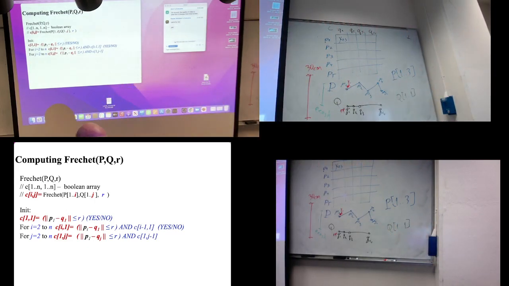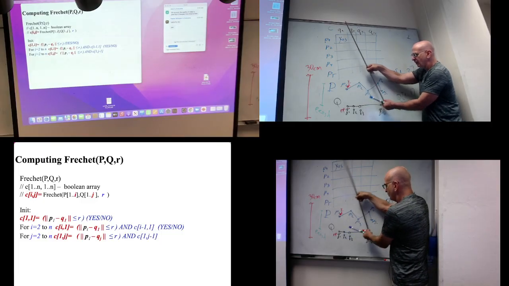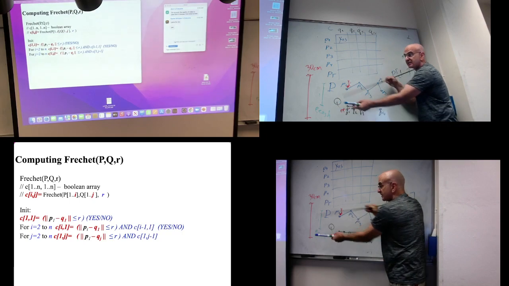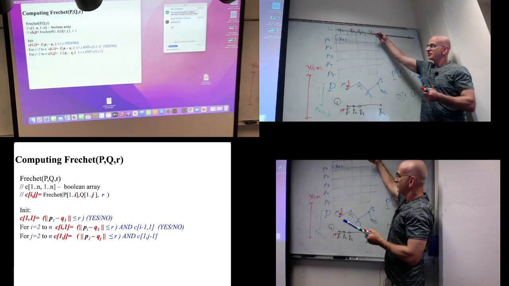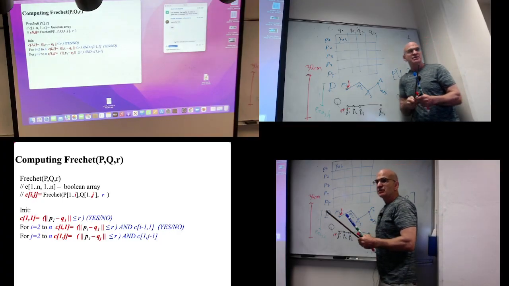For this particular leash, it's a very long leash with respect to P and Q. What will the table look like when I'm done? For this instance, really, really long leash, all of it will be yes. All the cells will be true. Because no matter how they are progressing, no matter what the schedule, there are not two points that are more than 30 centimeters apart. So in this case, it will be yes all over the place.